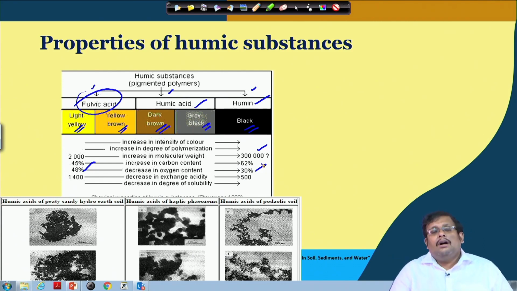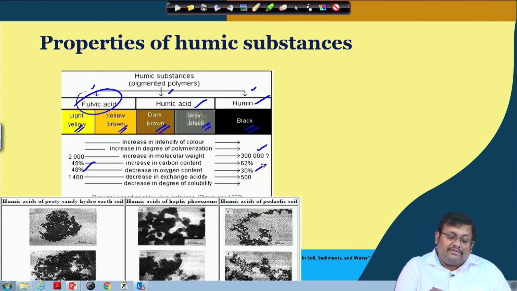As a result of more oxygen containing groups in case of fulvic acid, obviously their exchange acidity is higher than that of humic acid as well as humin. So, if we consider exchange acidity, it is highest in case of fulvic acid because it contains more oxygen as well as acidic groups, and as a result their exchange acidity is higher than that of humic acid, and also which is further higher than that of humin.